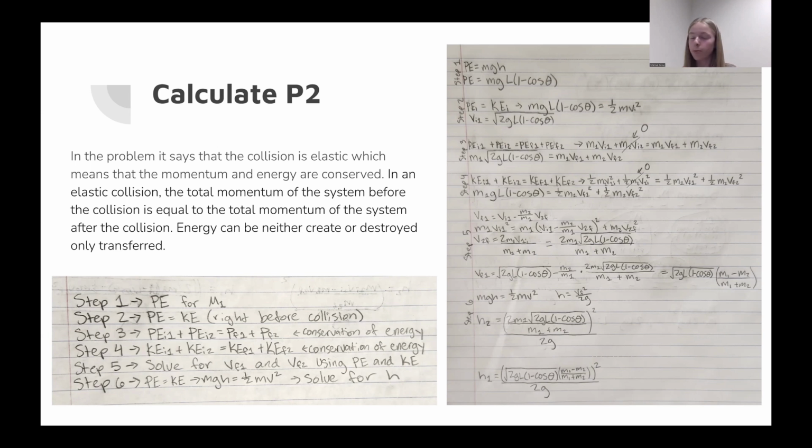And then step 4, we have, again, conservation of energy, but this time for kinetic energy. So the 2 initial kinetic energies equal the 2 final kinetic energies. And then after we find those, we solve for VF1 and VF2 using the potential energy and kinetic energy that we found. And then for step 6, we can say that potential energy equals kinetic energy and solve for H.